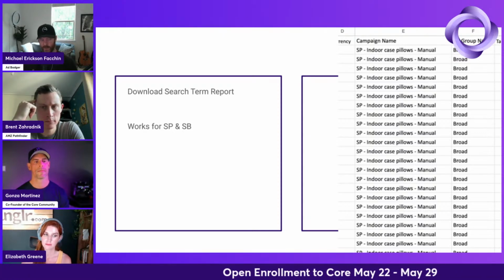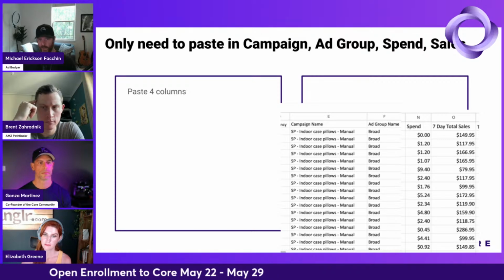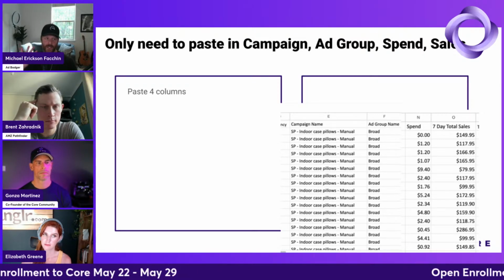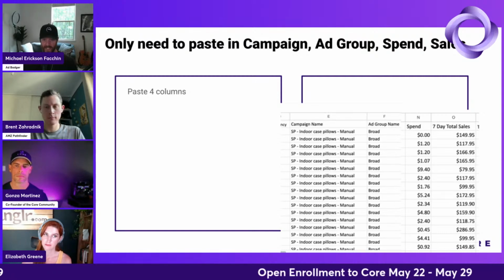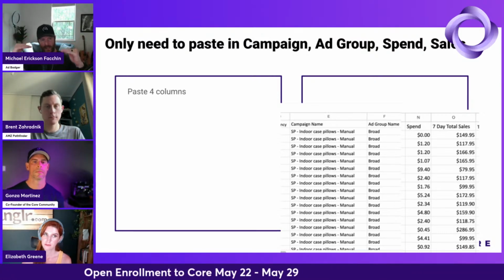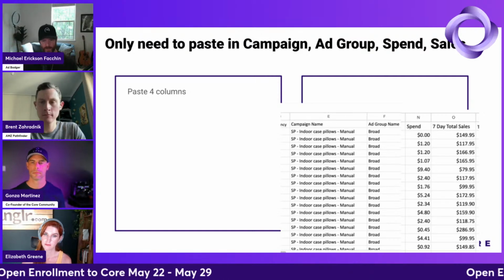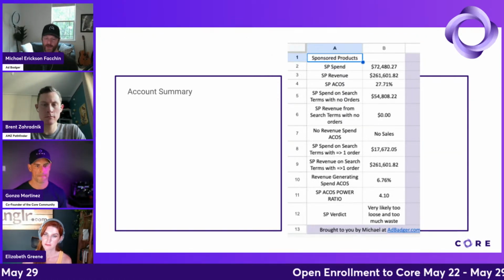And this spreadsheet works for sponsored products and sponsored brands. So you download that search term report. Hopefully we all know how to do that. And then all you need to do is paste in 4 columns, just the campaign name, the ad group name, the spend, and the sales. So this is basically the spend and sales on a per search term basis. And then all you do is paste those 4 columns in, and you get this.